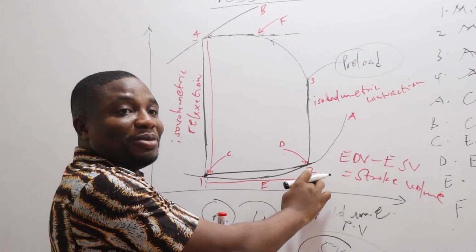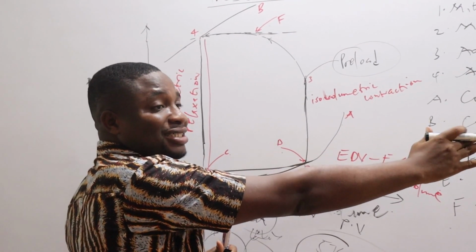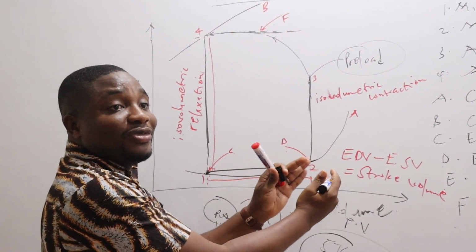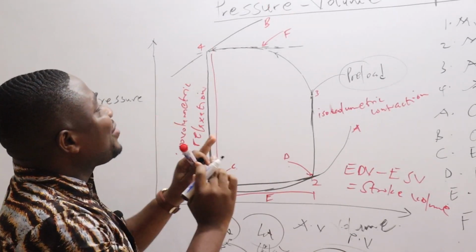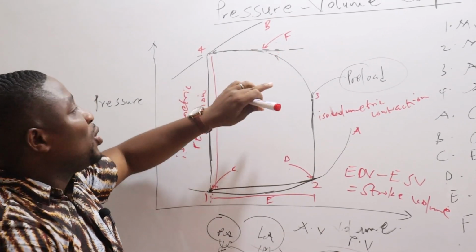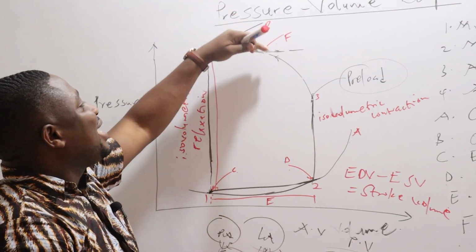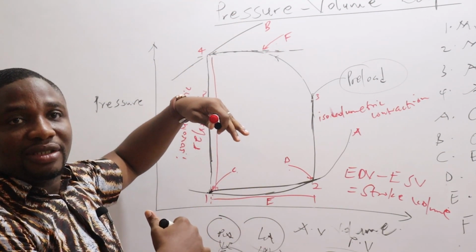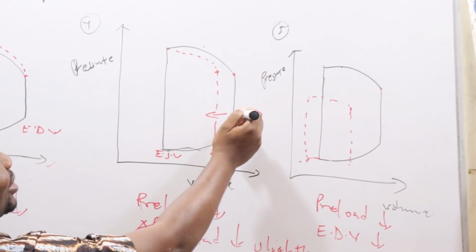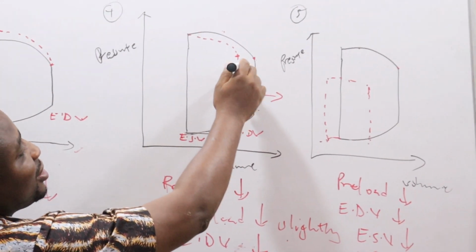The end diastolic volume is increasing when it's moving towards the right, and it's decreasing when it's moving towards what? The left. The afterload, which is F, is increasing when the height of the curve is rising, and it's decreasing when the height of the curve is lowering. Once we are having this line shifting to the left, it means that the preload has decreased.